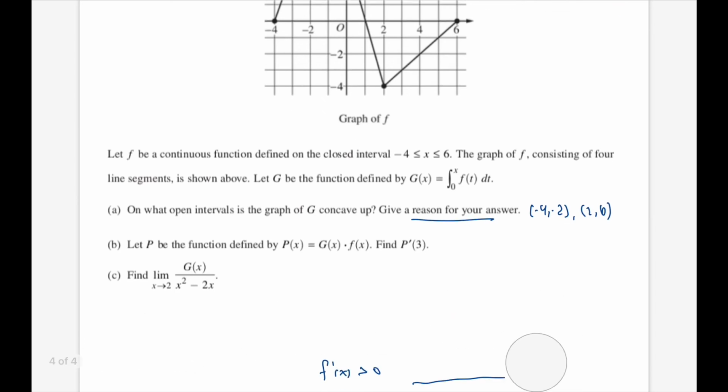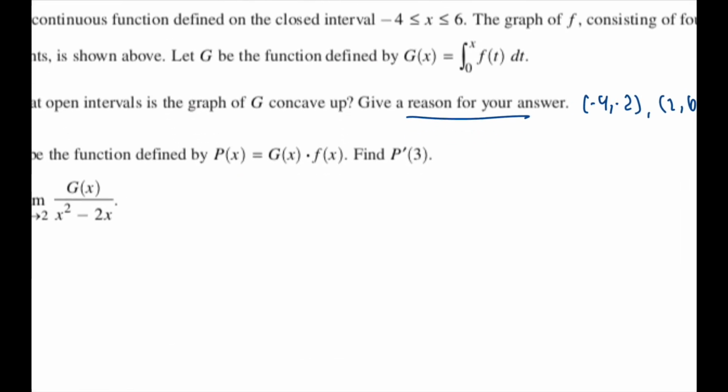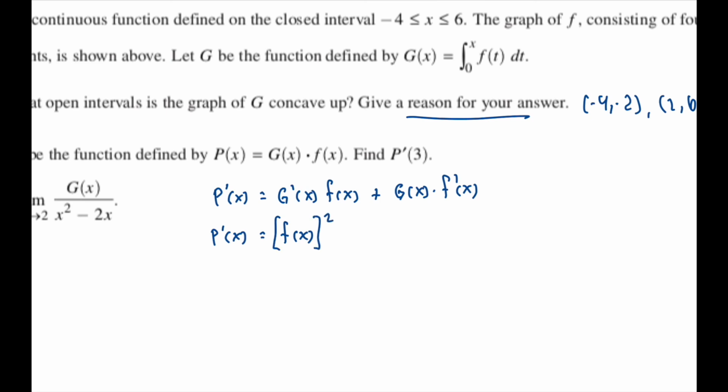Second question: let p be a new function defined as g of x multiplied by f of x. We want to find p prime of 3. First, I'm going to find the derivative of p. Product rule. That's g prime of x multiplied by f of x, added to g of x multiplied by f prime of x. Now we know that g prime is f of x, so we've got f of x multiplied by f of x. g of x is the integral from 0 to x of f of t dt, multiplied by f prime of x. So I have everything in terms of that graph of f.